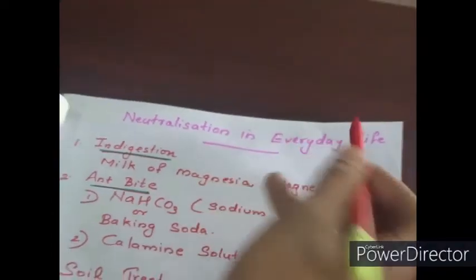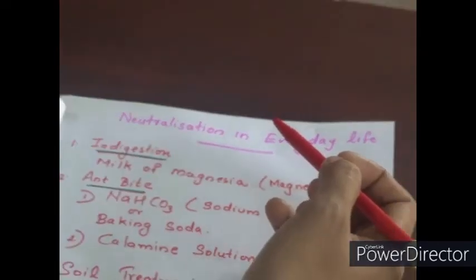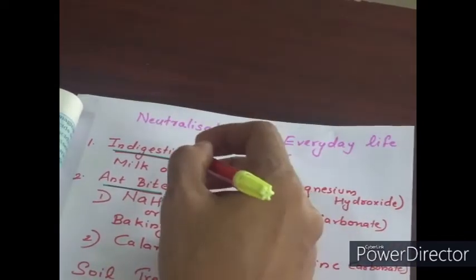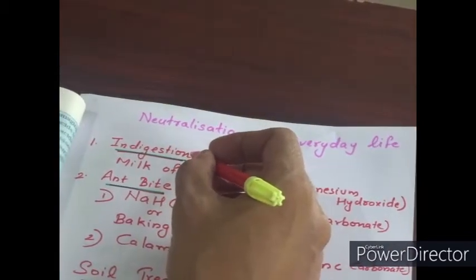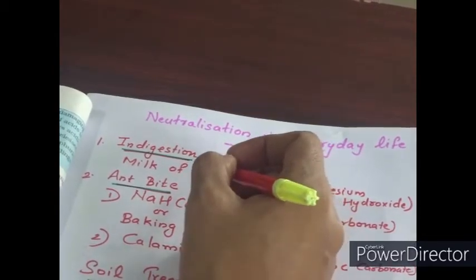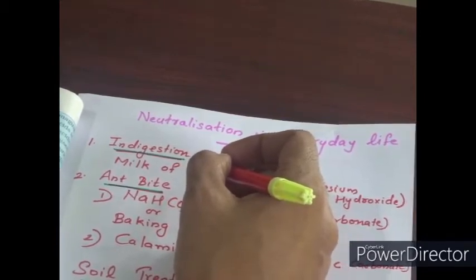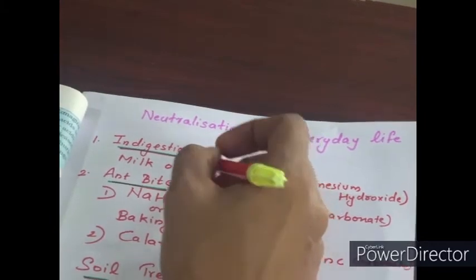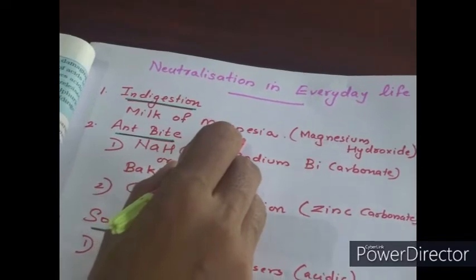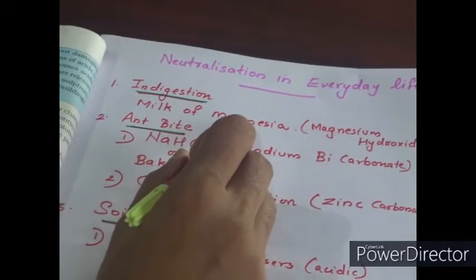Neutralization in everyday life. Four cases are considered in the textbook. In that, first one, indigestion. We know that hydrochloric acid is produced in our stomach, which helps the digestion of the food. But too much of acid can cause stomach pain. In order to neutralize the excess acid present in the stomach, we use milk of magnesia, which is a base, and it is available in the form of pink colored tablets or solution.